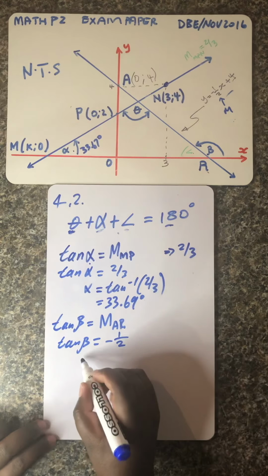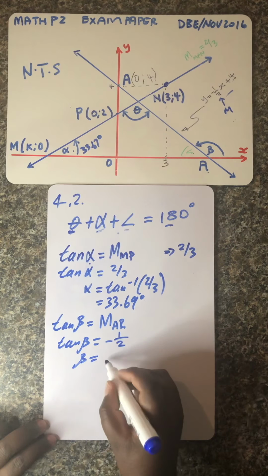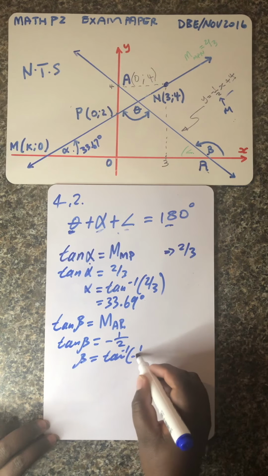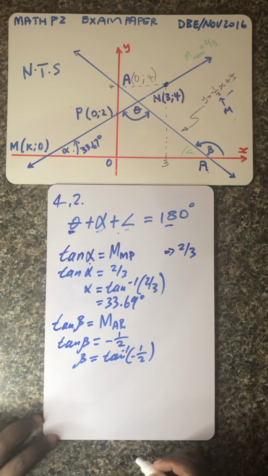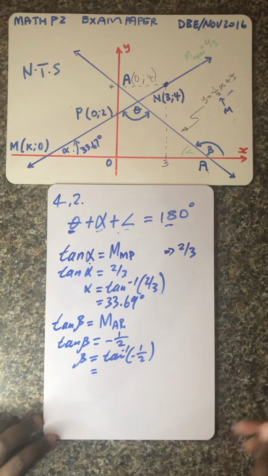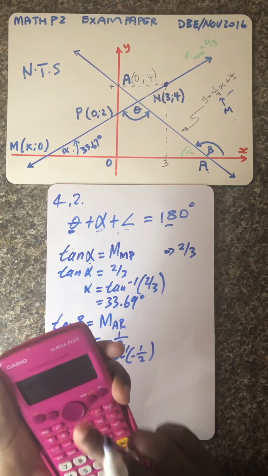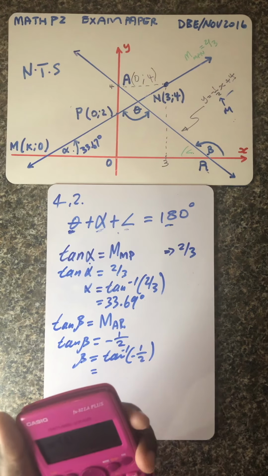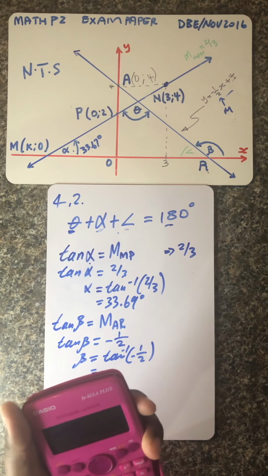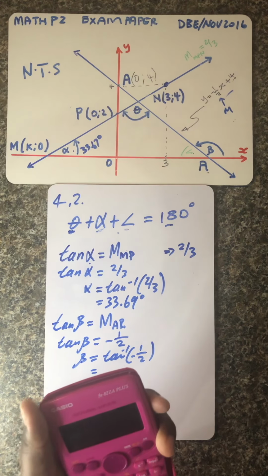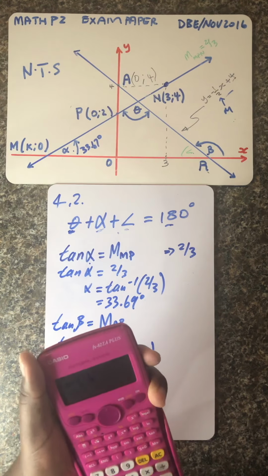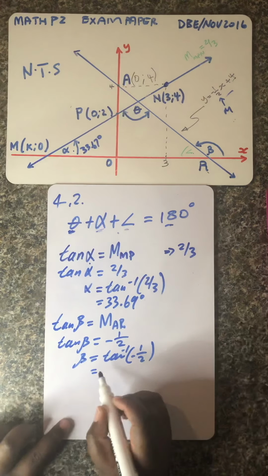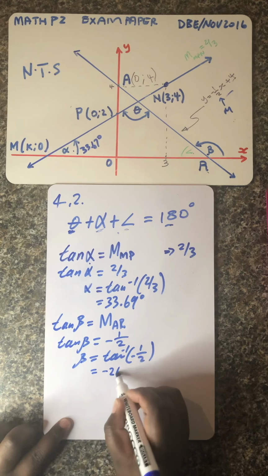So same thing, now it means angle beta is equal to the inverse tan of negative half, negative 1 over 2, isn't it? So now let's edit that on the calculator. It will be negative 1 over 2, which is, I'm getting a negative angle. This is very, very good.